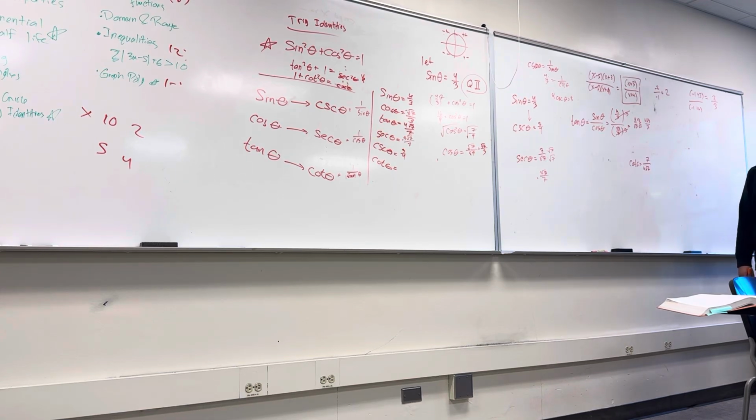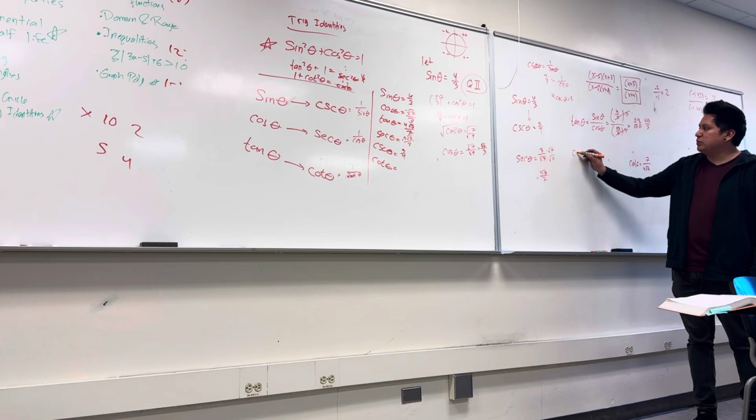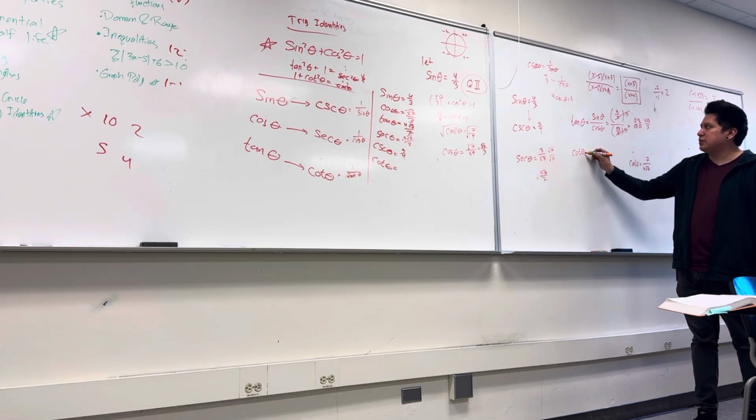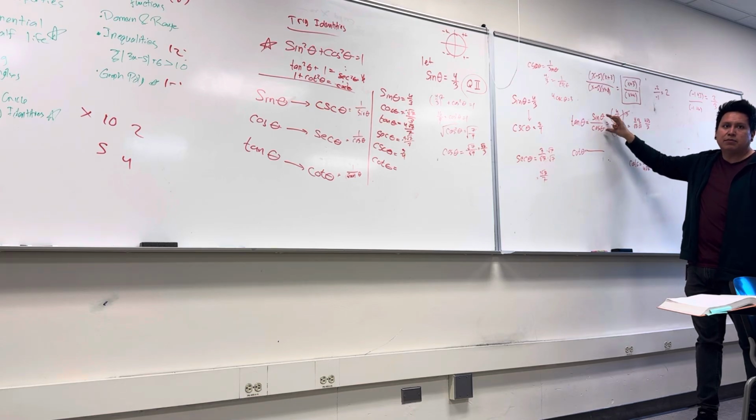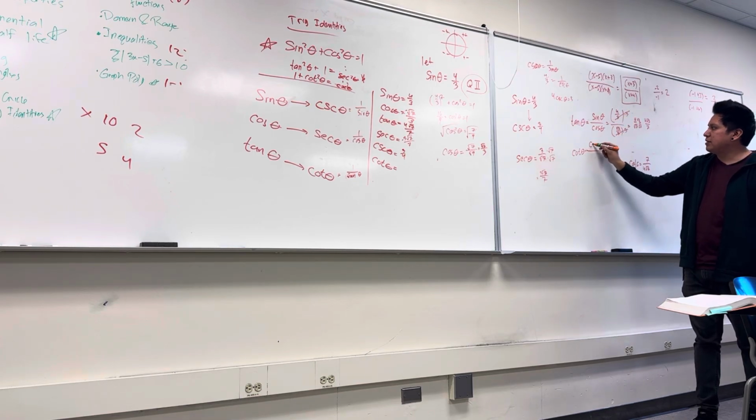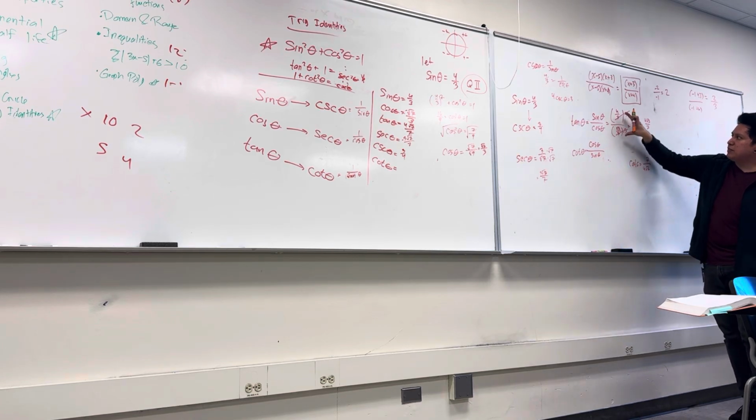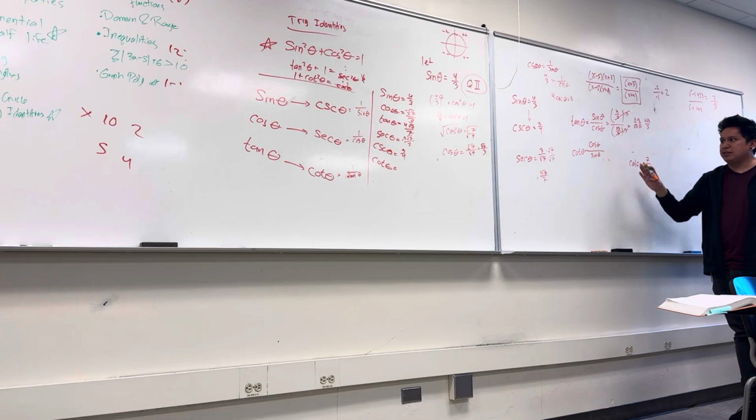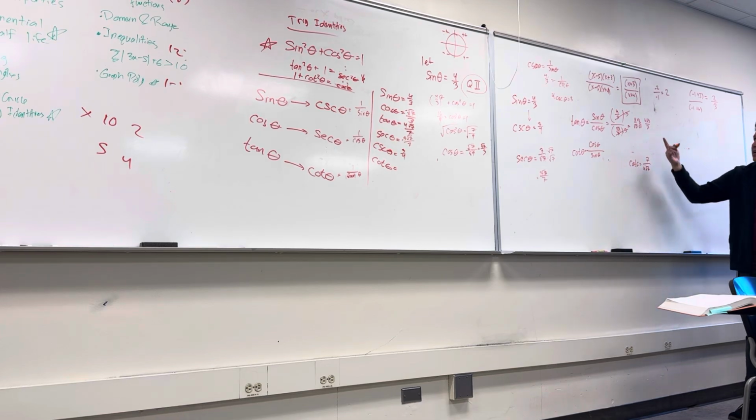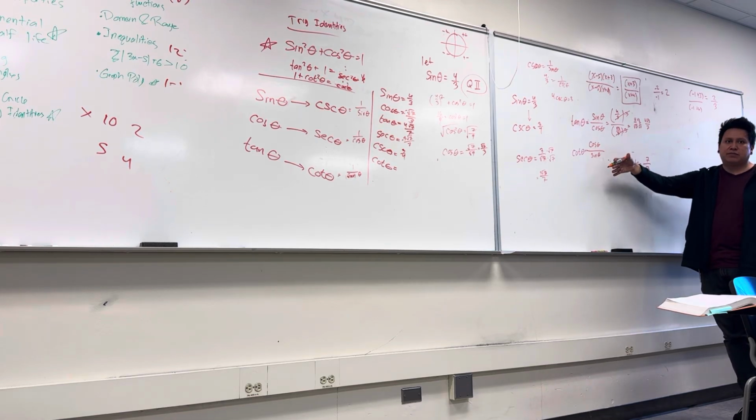Alternatively, if it's easier, we can write cotangent the same way we did tangent, but flipped. So this is going to be our cosine, and this is going to be our sine. It will get you the same answer, it just depends what you're more comfortable with. If you already have tangent, you can just flip it. If you want to do it directly, you could do cosine over sine.